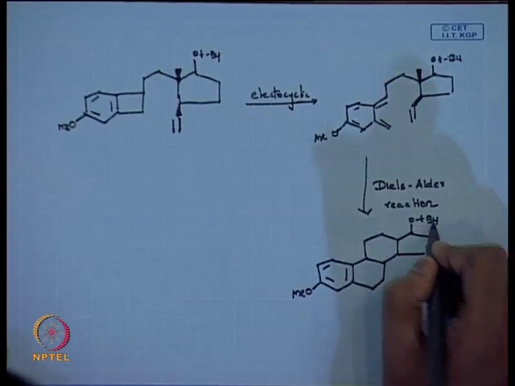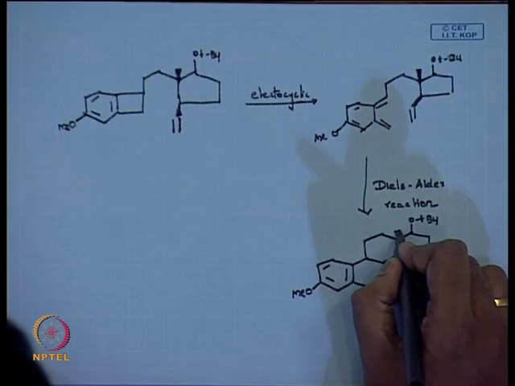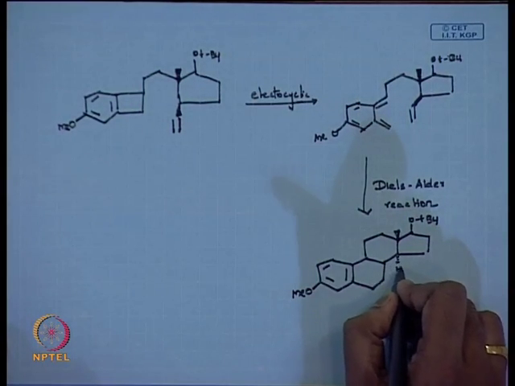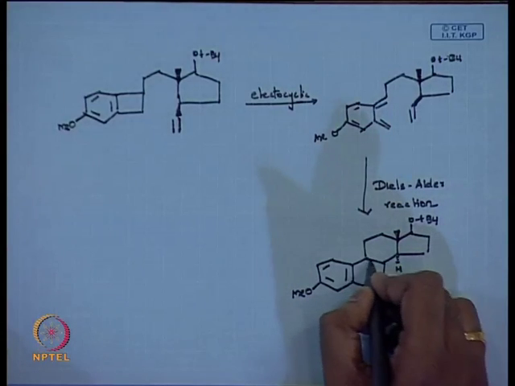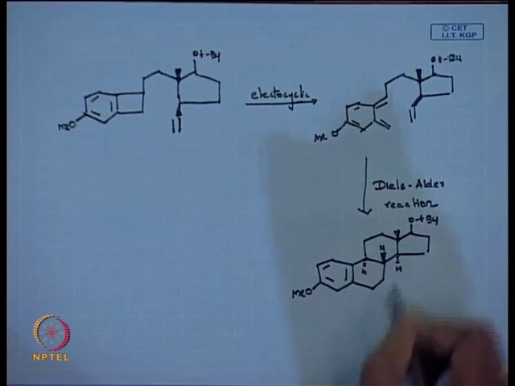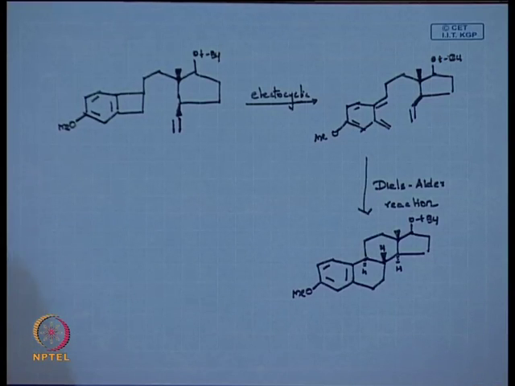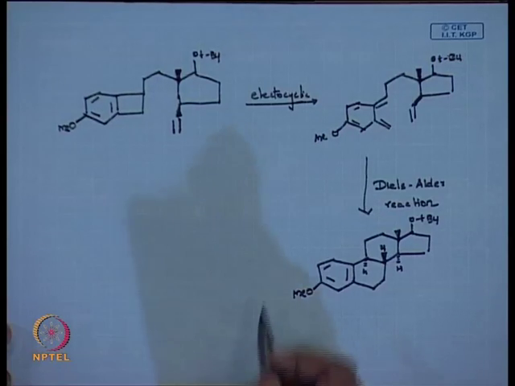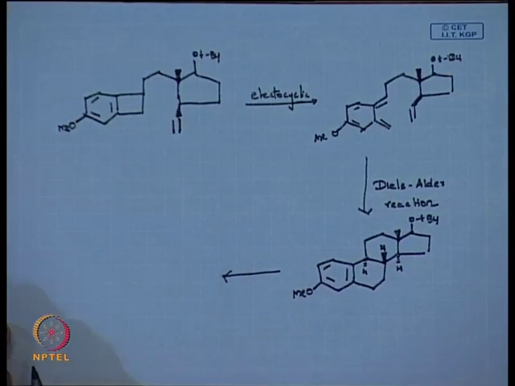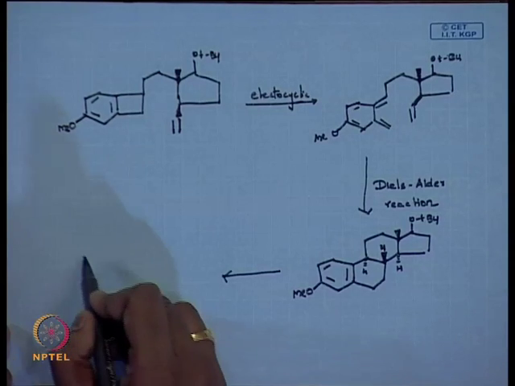Tertiary butyl, you have here. So, you have a ring closure here, you have a system with a hydrogen outside. You can think about this. Okay. So, this you have, then you can always demethylate this to your hydroxy group, that is your estradiol.